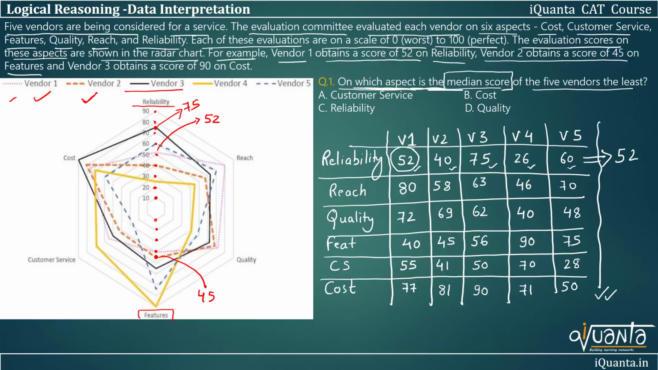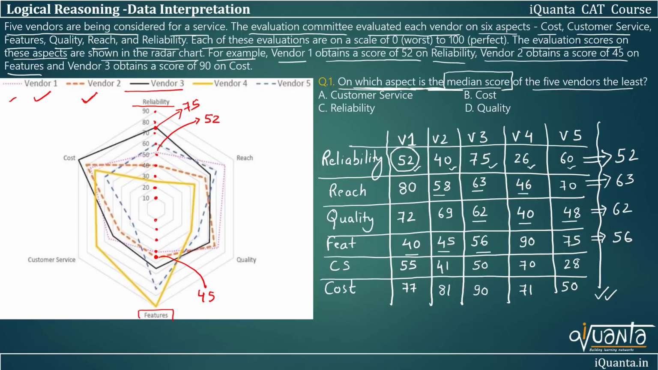Then if we talk about reach, in reach we have minimum 46, then we have 58, then comes 63. So 63 is the median over here, because the third value is the median. We have 5 observations. So in quality, 40 is the least, then 48, then 62. So 62 will be the median here. In features, minimum is 40, then 45, then 56. So 56 will be here.